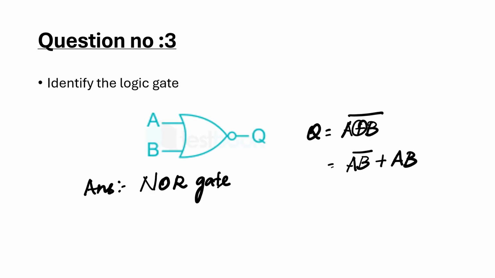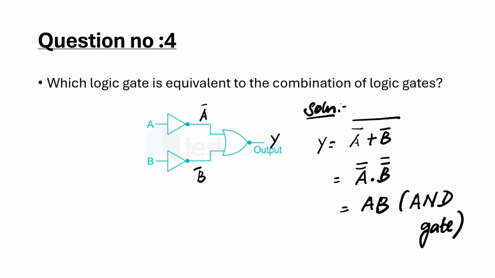Third question is, identify the logic gate. See, the logic gate given here is NOR gate. Fourth question is, which logic gate is equivalent to the combination of logic gates?